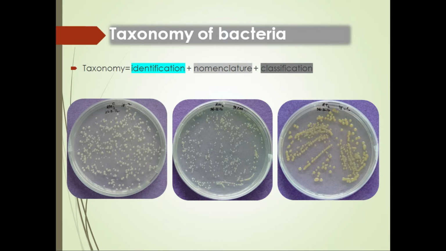So once a bacterium is properly identified, then you can go for naming it using the international code and then go for classifying the bacterium in a specific taxonomic rank, giving it a family, an order, or class. So, how these bacteria are identified, let us see now.